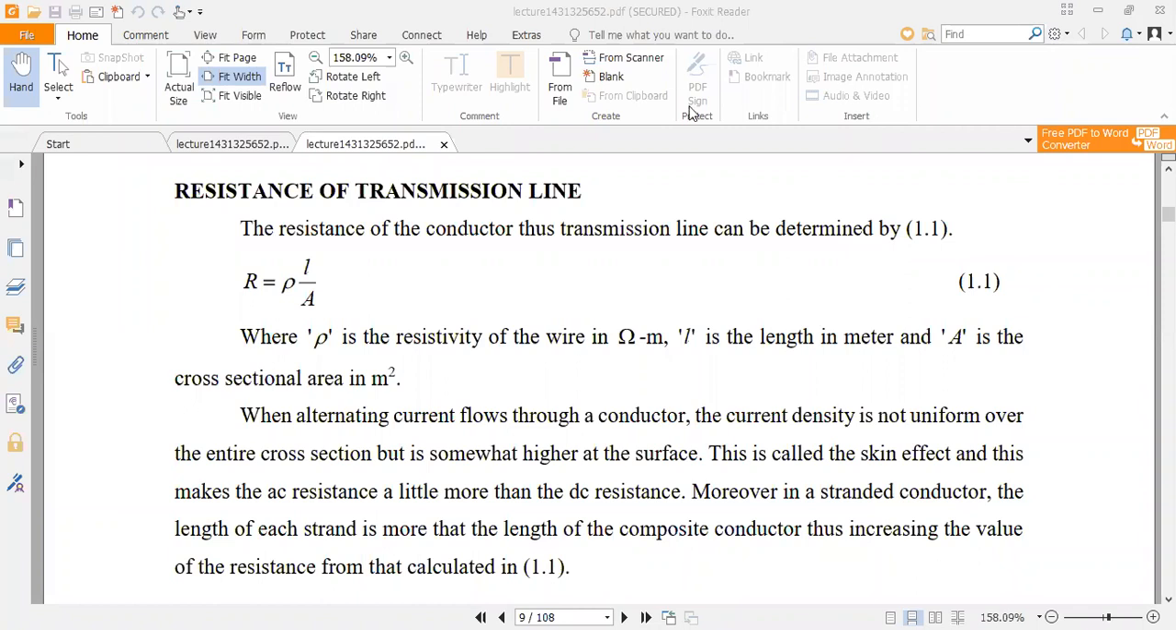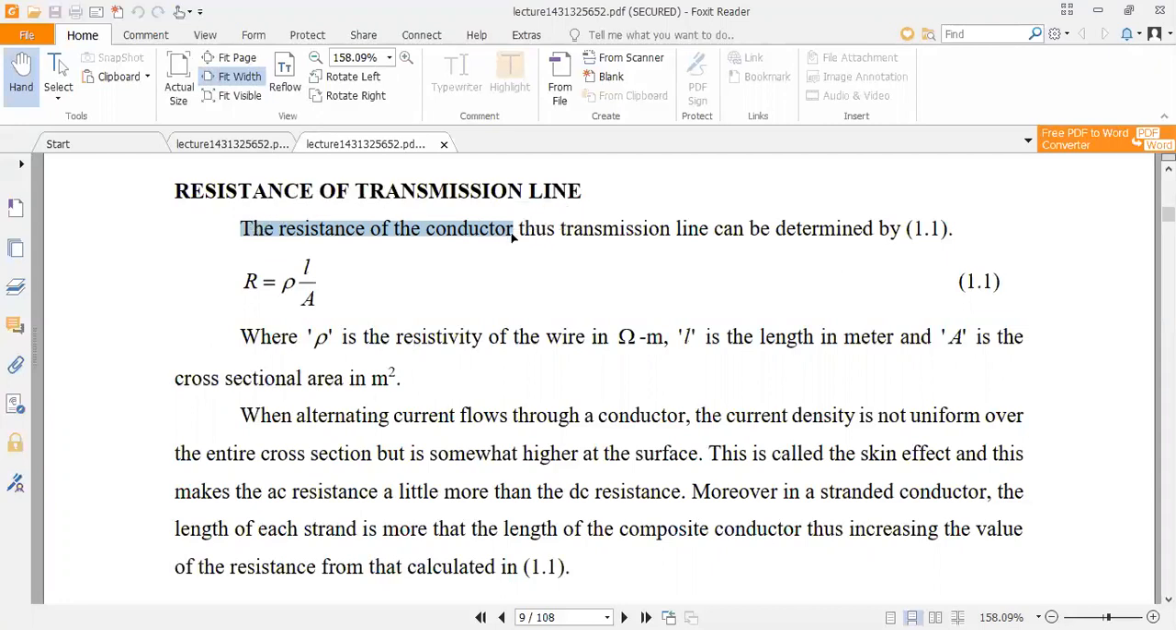In continuing chapter number 3, that is the transmission line parameters, the first section is to calculate the resistance of the transmission line. So today, the resistance of any conductor, this is the basic term that in the previous classes we already covered.